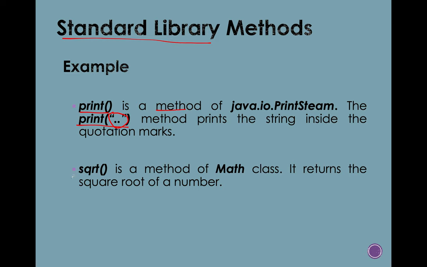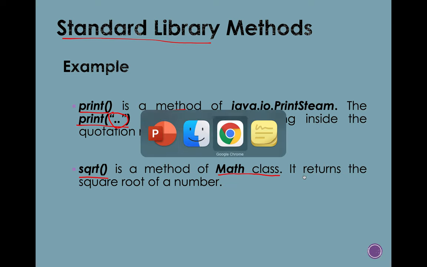And if we proceed to the next bullet, the square root, or sqrt, is a method of the Math class. It basically returns the square root of a number. So how can we do it? Let me show you an example.